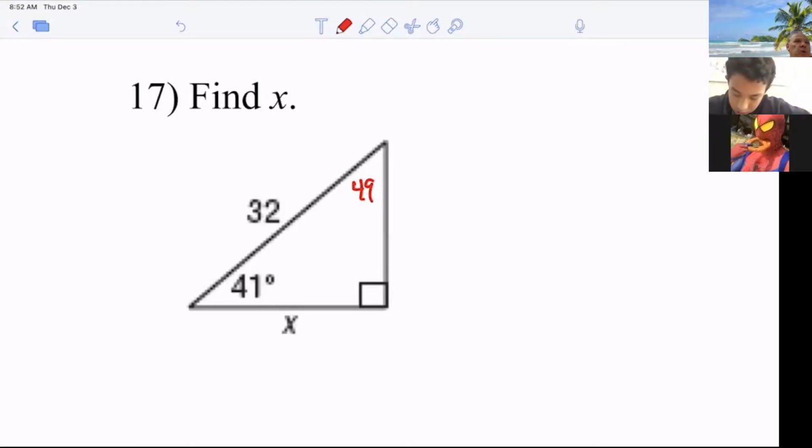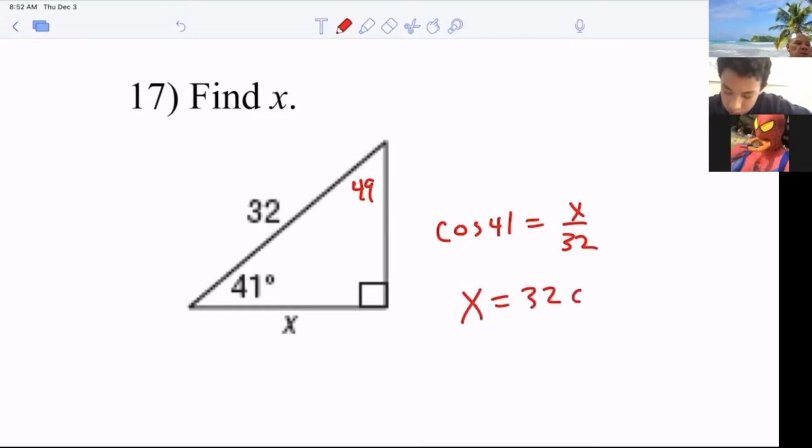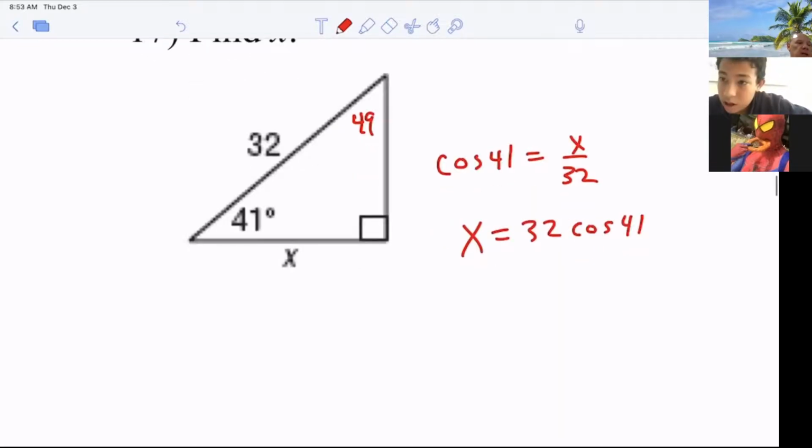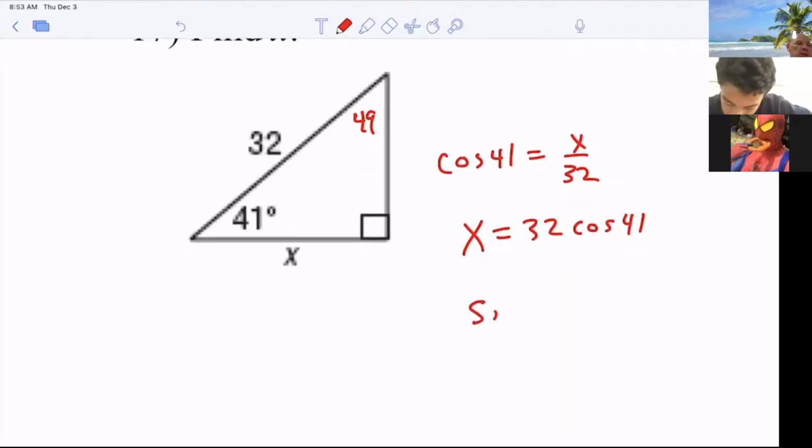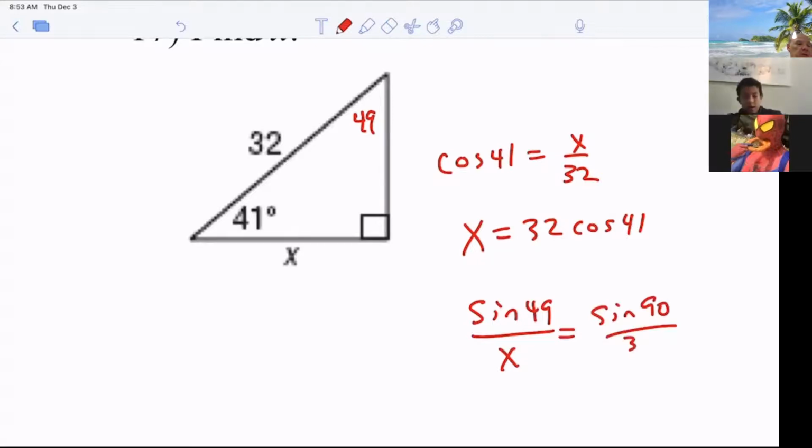I prefer that you don't do that because I want you to just be able to say, well, that's just the cosine of 41 is equal to x over 32. You get the same answer. Yes, of course. The math is sound. X equals 32 cosine 41. All right, everybody good with that? And you can do like he said. I like what someone said. Sine of 49 over x equals sine of 90 over 32.